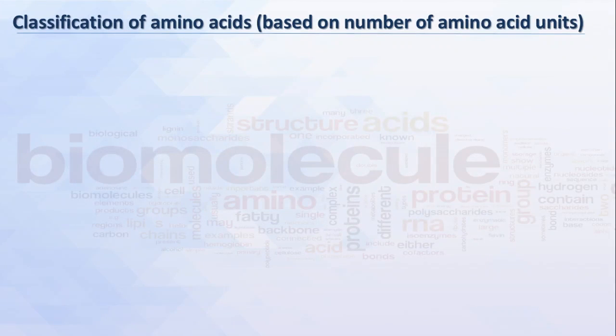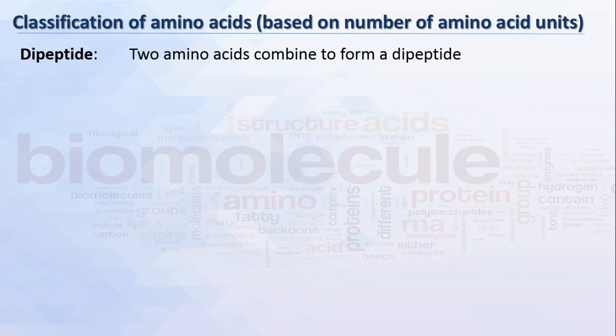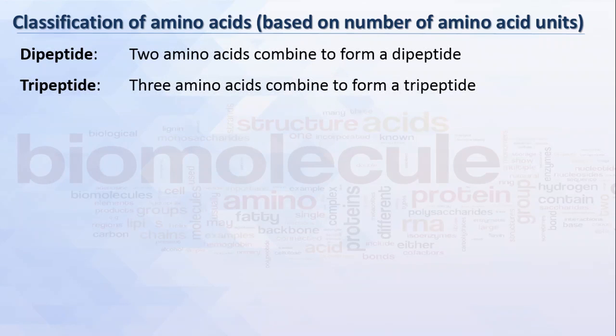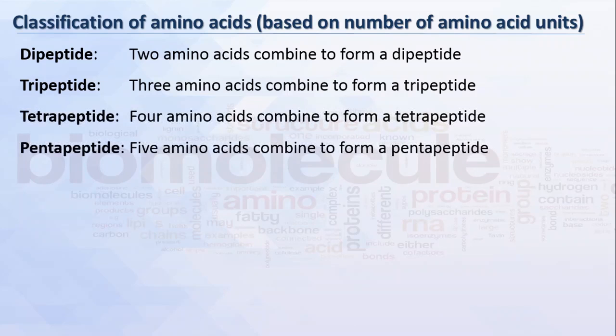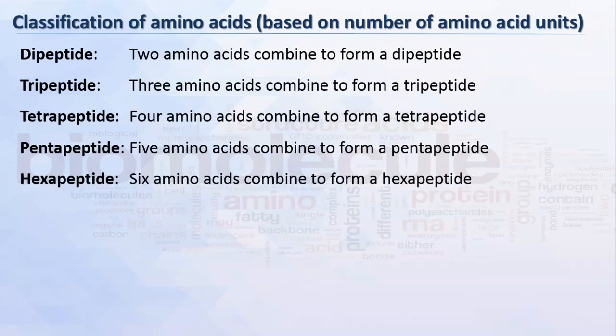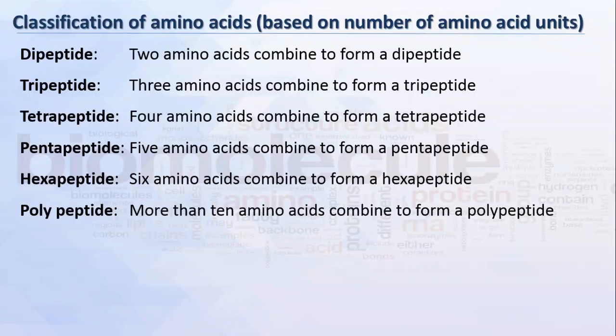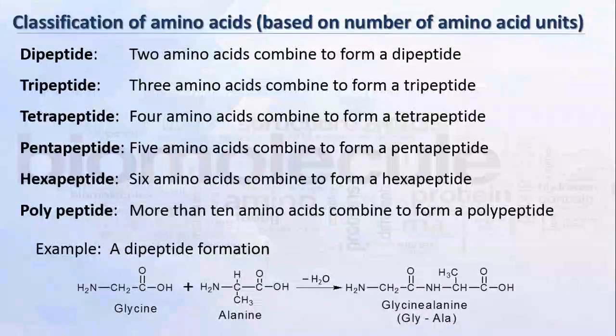Classification of amino acids based on the number of amino acid units. Dipeptide: 2 amino acids combine to form a dipeptide. A tripeptide: 3 amino acids combine. Tetrapeptide, pentapeptide, hexapeptide, and so on. And there is the polypeptide, where more than 10 amino acids combine. Example: dipeptide formation. Glycine combines with alanine to form a dipeptide.